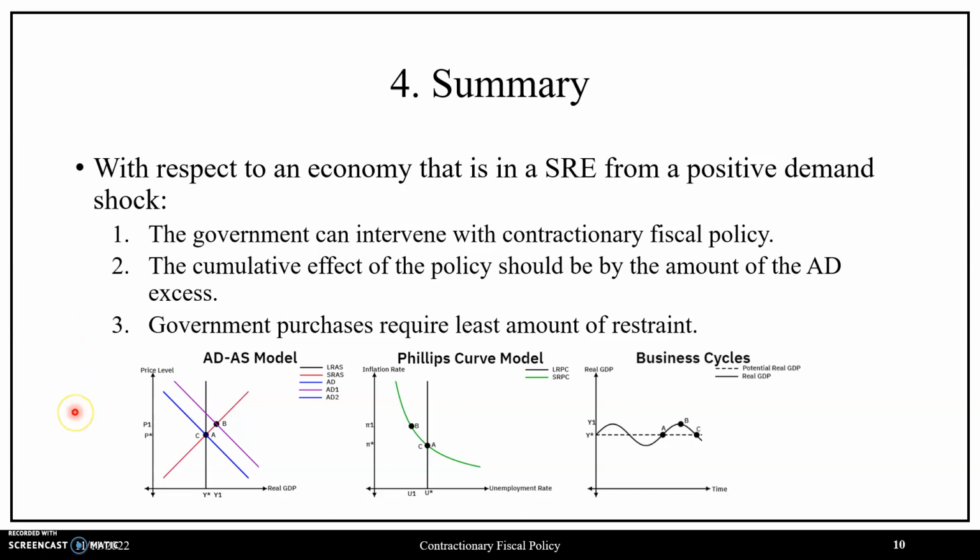And in terms of the story that we can tell with respect to our ADAS model, Phillips curve model, and business cycle graphic, if an economy is initially in a long-run equilibrium state at point A, at potential real GDP, at the targeted price level P star, should a positive demand shock occur, then after the cumulative effect of the positive demand shock has been realized, there will be adjustment to the short-run equilibrium at point B, in which there will be an inflationary gap present and an increase in the price level.